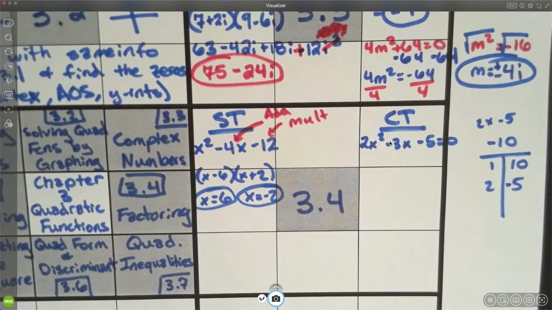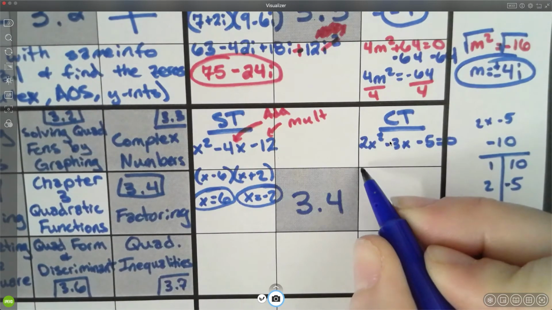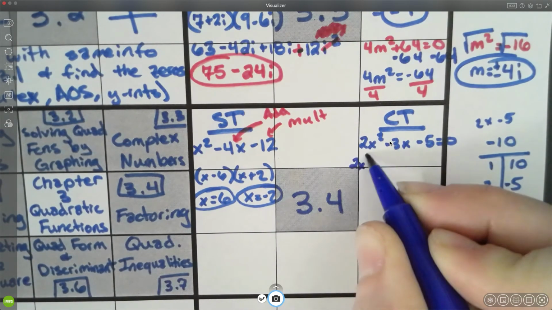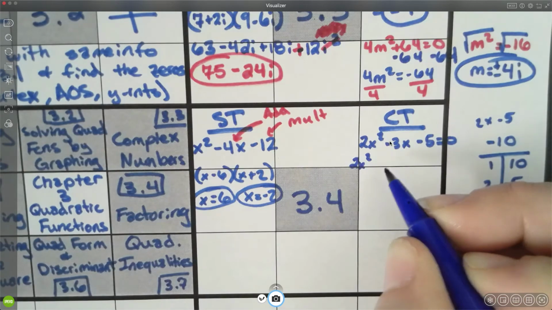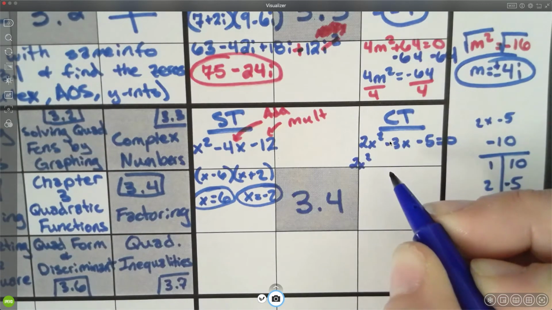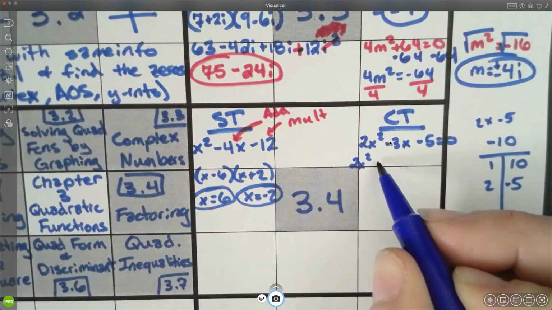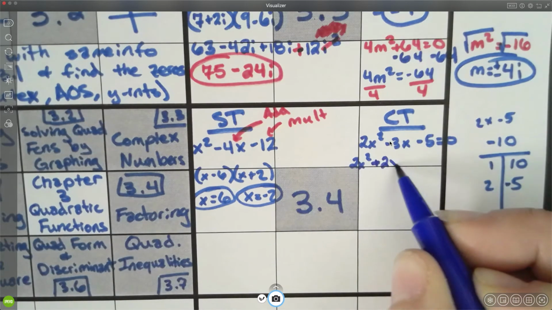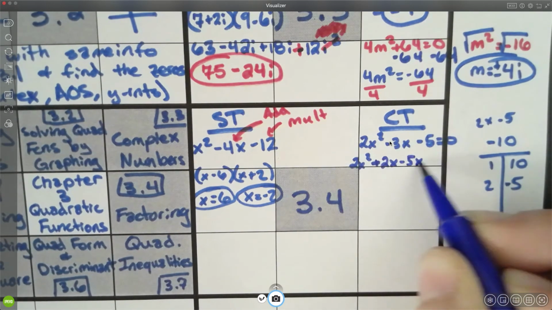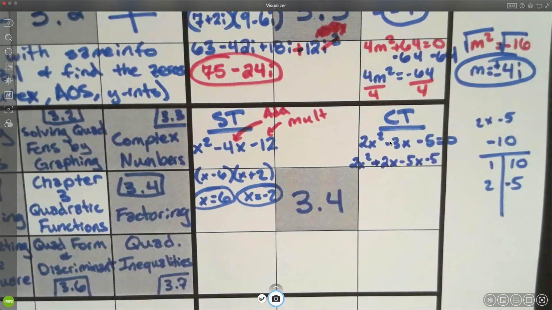Put a 2x squared, minus 5x. Then plus 2x, minus 5. It doesn't matter which order, you're going to get the same answer. So that middle piece, negative 3x, separates into 2x and negative 5x. Now put it in parentheses. Then you group them.